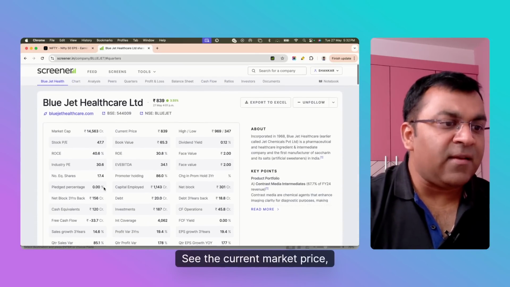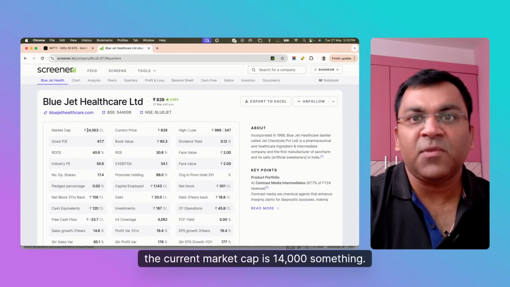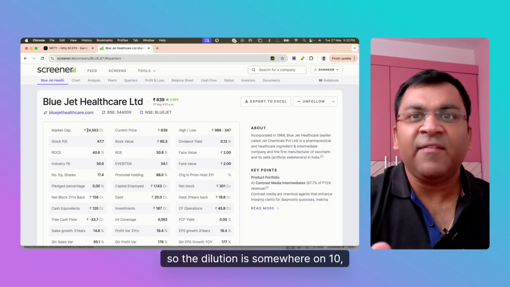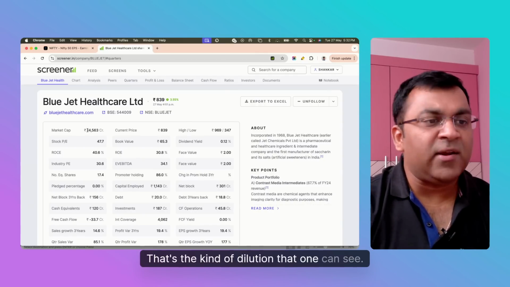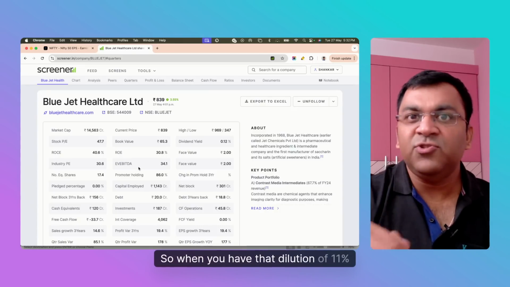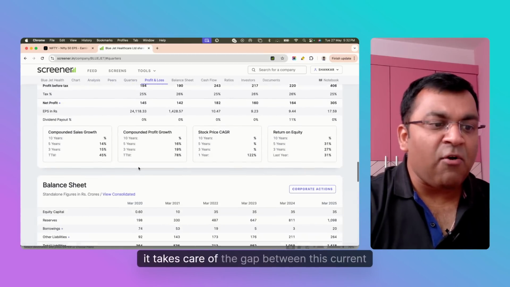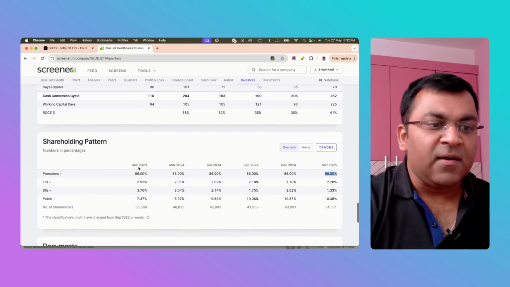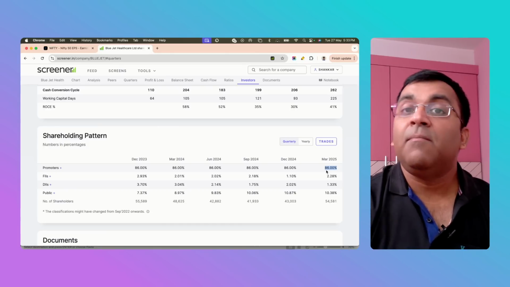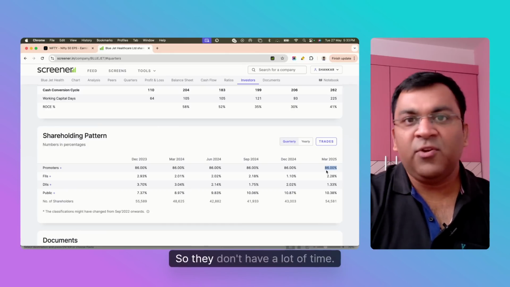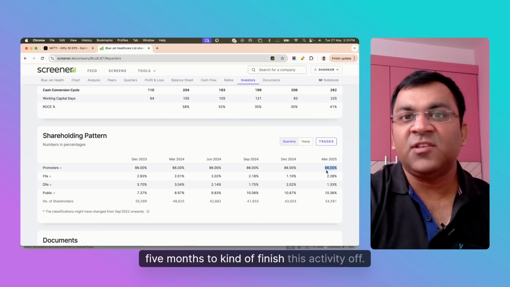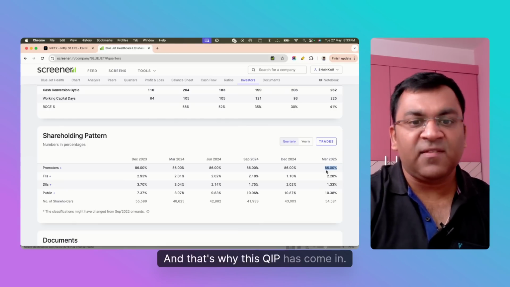See, the current market cap is 14,000 something. So when you do a 1,500, the dilution is somewhere around 10, 11%. That's the kind of dilution that one can see. I'm sure the promoters are not going to participate in this particular QIP. So when you have that dilution of 11%, it takes care of the gap between the current promoter number of 86% and the 75% where they need to be by October of this year. So they don't have a lot of time. They have barely 4-5 months to finish this activity off, and that's why this QIP has come in.